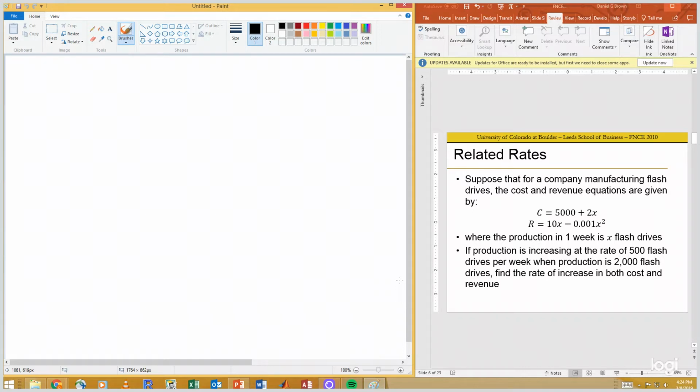So let's say production is increasing at a rate of 500 flash drives per week. When the production is 2,000 flash drives, we want to find the rate of increase in both cost and revenue.